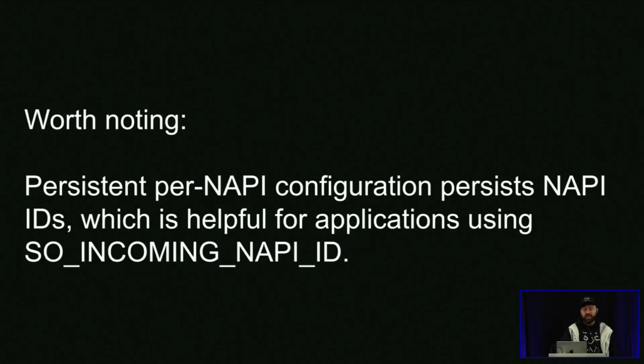It's worth noting that persistent Per-NAPI configuration also persists NAPI IDs, which is really helpful for applications using SO_INCOMING_NAPI_ID for the reasons I talked about before. You have your userland app, it has a set of NAPI IDs that it knows about and it's expecting connections to come in on. And if the driver were to, for some reason, tear down a queue and rebuild it and that NAPI ID got regenerated, the userland app might get kind of confused. So having persistent IDs is really, really helpful to avoid this confusion.